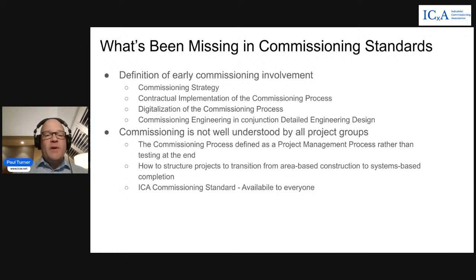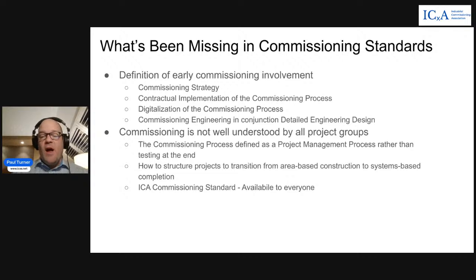Another very important aspect is the digitalization of the commissioning process. This has never really been covered in any of the standards, but projects are so complex that manual methods of spreadsheets just don't cut it anymore. And the data integrity that needs to exist from design phases to asset management systems demands a digital process through commissioning to have that digital thread through all aspects of the project. So digitalization is an important aspect of the commissioning process.